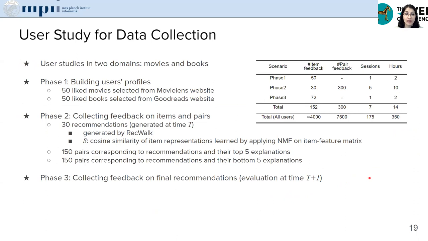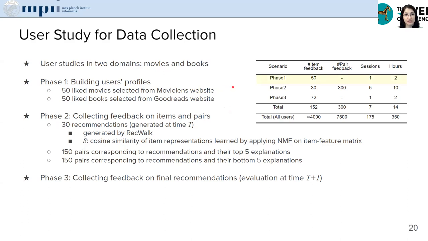To demonstrate the practical viability of this framework, it was necessary for us to conduct a real user study because the existing benchmarks do not contain user feedback on pairs of recommendations and explanations. So for this, we recruited 25 students from our university campus and performed a longitudinal user study over a period of 3 weeks for two domains, movies and books. This study had three phases.